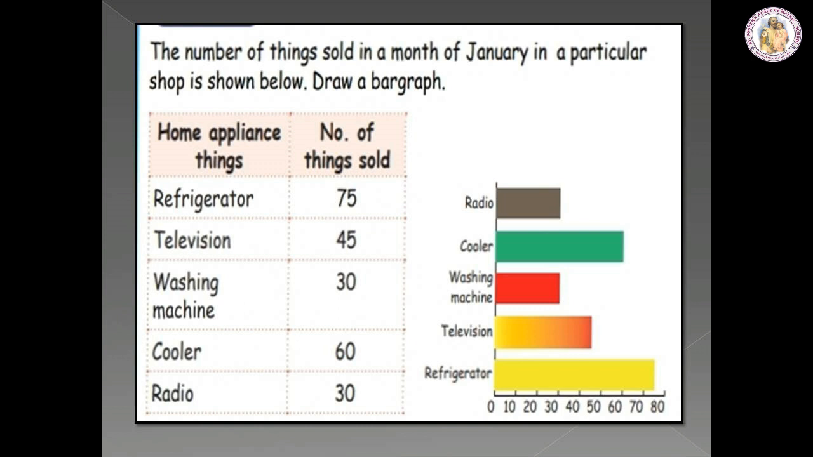Can you see that? It starts from 0 and keeps moving with the help of skip counting by tens. You can go up to 100, otherwise you can stop at 80. So we have to draw a graph up to 75 for refrigerator, 45 for television, 30 for washing machine, 60 for cooler, and finally 30 for radio.